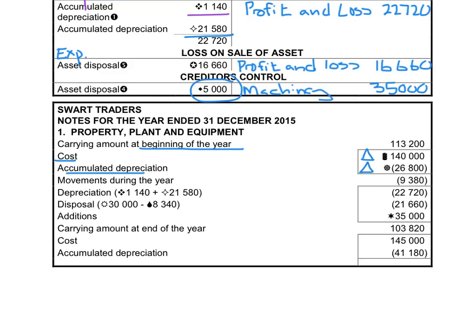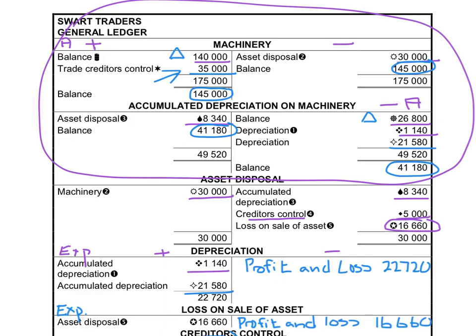The opening balance of accumulated depreciation must be in brackets because I have to subtract it from the 140,000 to determine that the carrying amount at the beginning of the year was 113,200. We wrote off depreciation of 1,140 on the asset that was sold, and we wrote off depreciation of 21,580 at the end of the year.